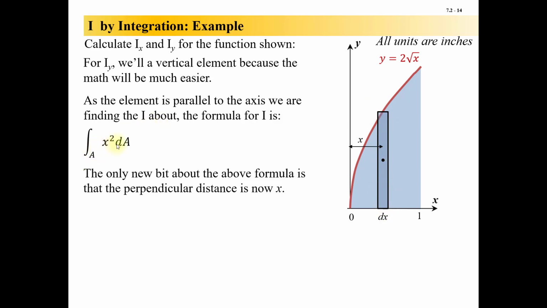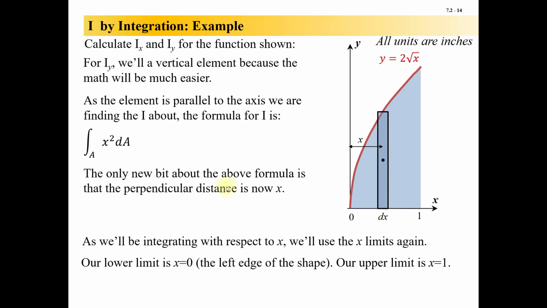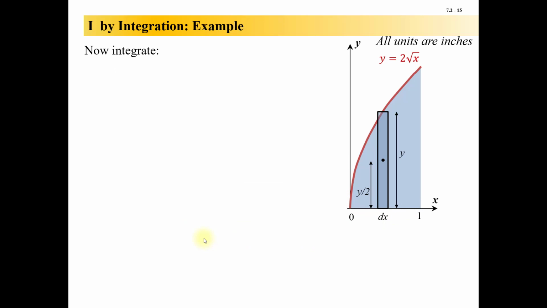So now I have that integral of x squared dA. I can use that version of the formula again, because I have dx wide, y tall. Since I'm integrating with respect to x, my x limits will be 0 and 1 again. So let's integrate. So x squared dA. I have x is just x, right? And then dA is dx times y, where y is 2 times the root of x.